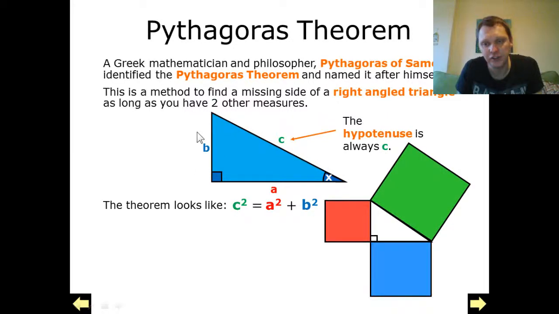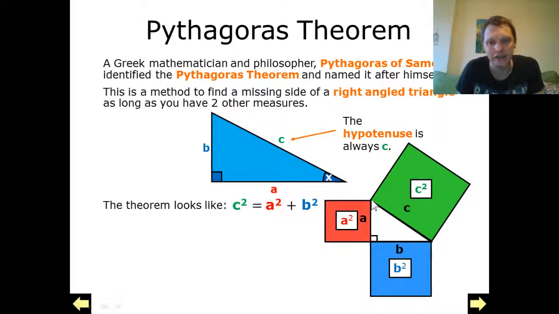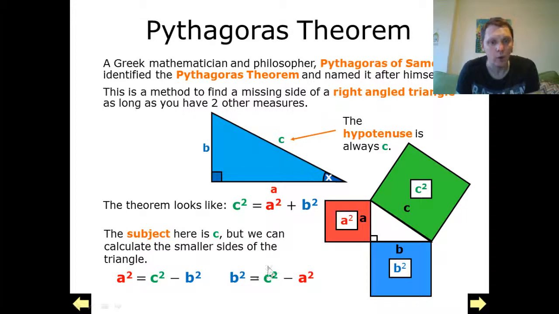Now, just to give a little visual behind this, here I've got my right angle triangle, and here I've got squares on the outside of each triangle. So what it's saying is that the area of this has got to be equal to the area of this plus the area of this. But as just stated here, at the moment, C is the subject. C is what we're looking to calculate.